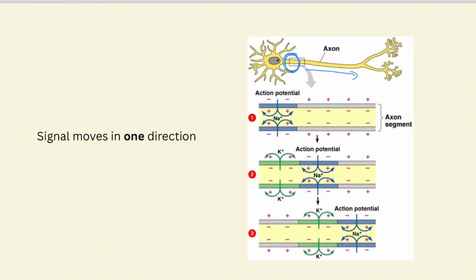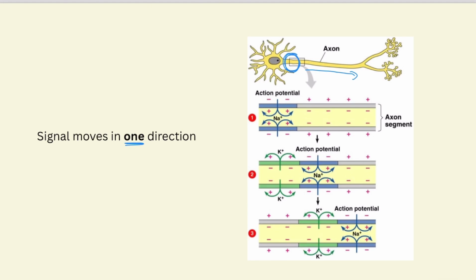The sodium ions flow inward to depolarize a region, which triggers depolarization in its neighboring regions. The potassium ions flow outward to repolarize the previous region. The refractory period ensures that the signal moves in one direction. This process allows rapid transmission of nerve signals across the neuron.